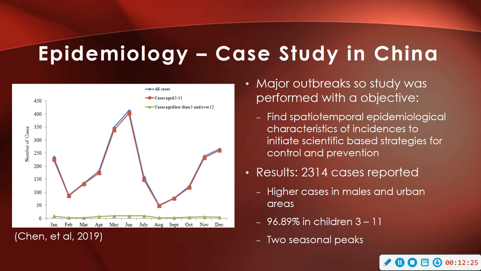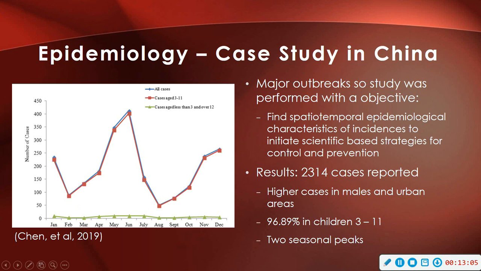Throughout this study, they reported 2,314 cases, and what they discovered was that males, not by a large margin, but there was a higher case count of males in comparison to females. Also, urban areas had the largest percentage of those that got sick. So cities with the bigger population were getting the worst outbreaks. Similar to what I said before with the age group of kids getting this, 96.89% of these children were between the ages of 3 and 11.